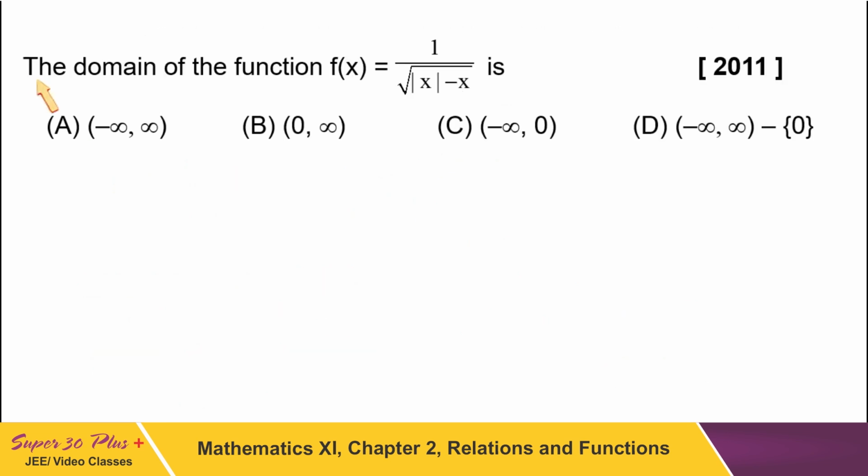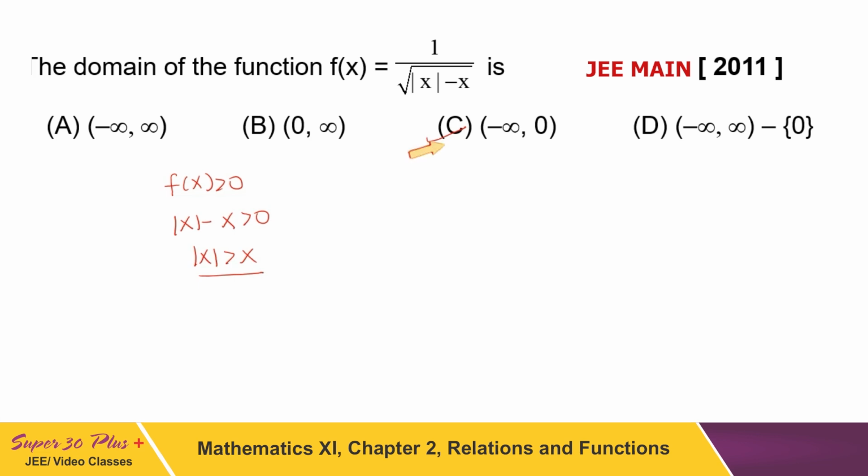The question is: given that f(x) is equal to 1 upon square root of mod x minus x, find the domain. This question came in the JEE examination 2011. As we know, the function 1 upon root f(x) is defined when f(x) is greater than 0, meaning mod x minus x should be greater than 0. So x should be less than mod x, or you can say mod x is greater than x. And it is possible for all negative numbers, because the mod of all negative numbers is positive. Your answer is minus infinity to 0.